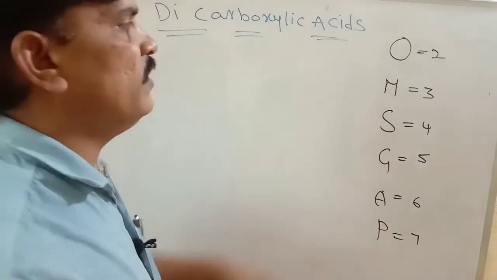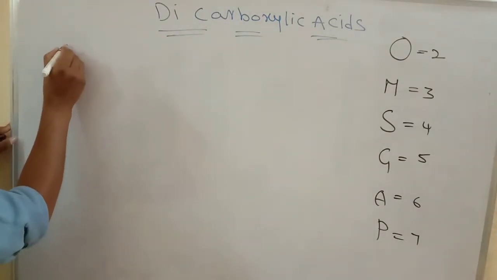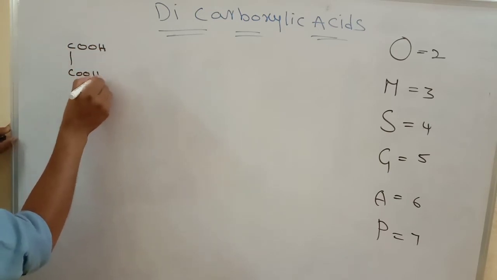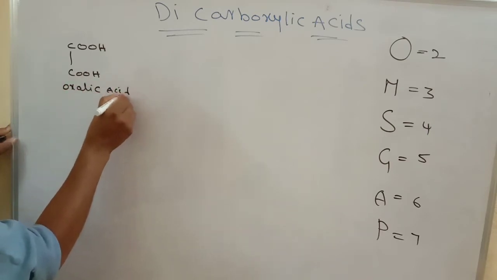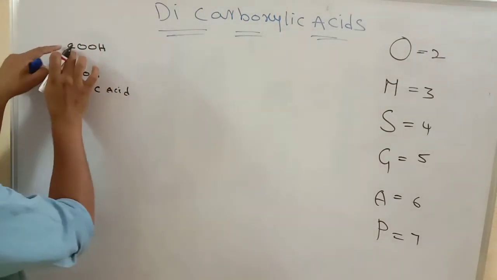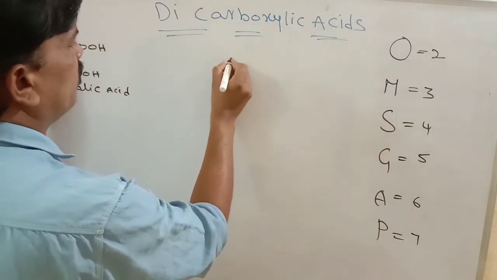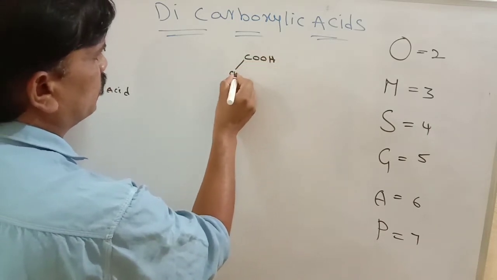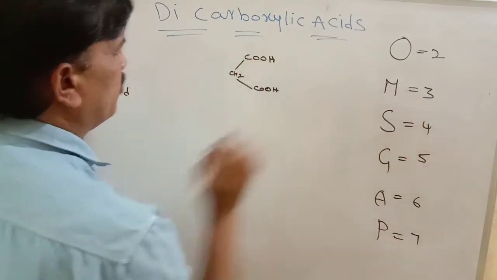I want to draw these dicarboxylic acid structures one by one. For example, this is COOH, COOH. This is oxalic acid, having 2 carbons only. Next, add 1 carbon in between the COOH groups and it becomes malonic acid. The malonic acid formula is COOH, CH2, COOH. This is malonic acid, with 1, 2, 3 carbons.